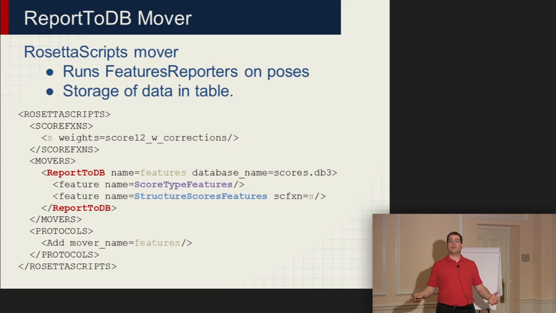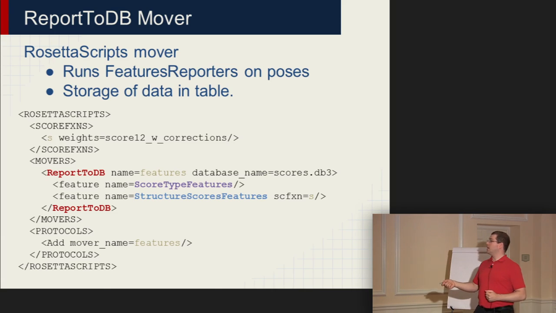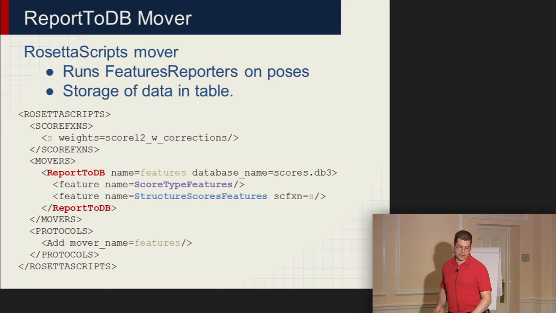And so to actually use the features reporter, this is implemented through Rosetta scripts, and it's the report to DB mover. You define the report to DB mover. For example, if you're using SQLite, you give it the database file name that you're going to store the data in. Then you just list as subtags which feature reporters you have. You can have a number of different features reporters, and every time this report to DB mover is called on a pose, these feature reporters will take information from that pose and store it into the database file that you specified.